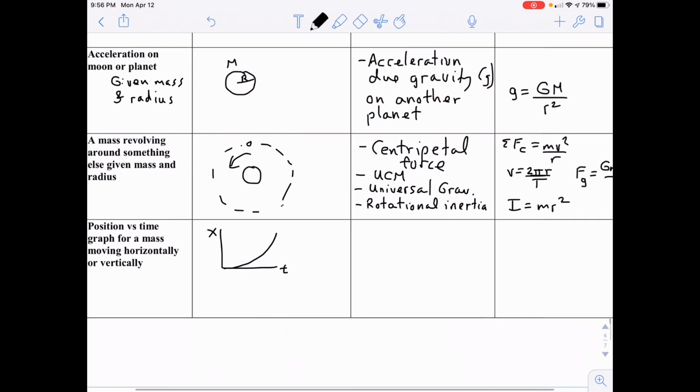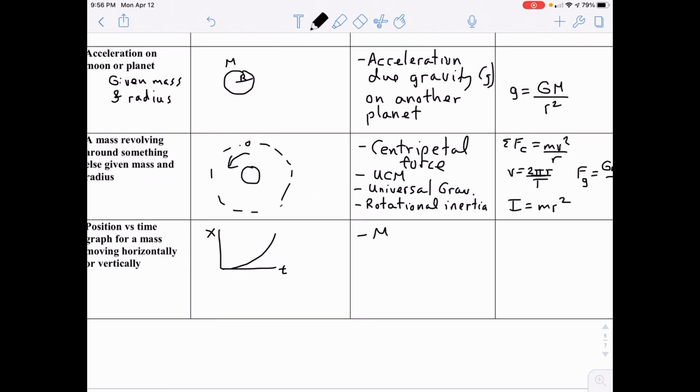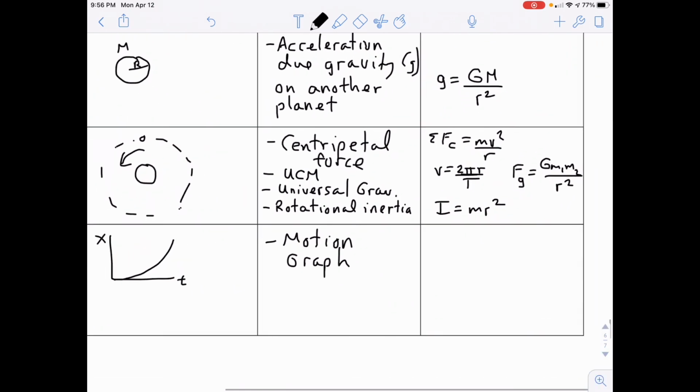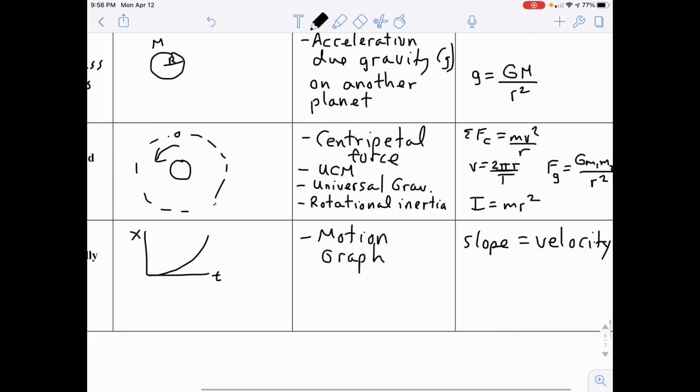If we're given that, this is definitely a motion graph type concept. And what do we need to know about this? Specifically, you need to know one thing really, and that is the slope of this graph at any one point in time is the instantaneous velocity. If it happens to be a curve, the slope at any one moment in time is the instantaneous velocity.